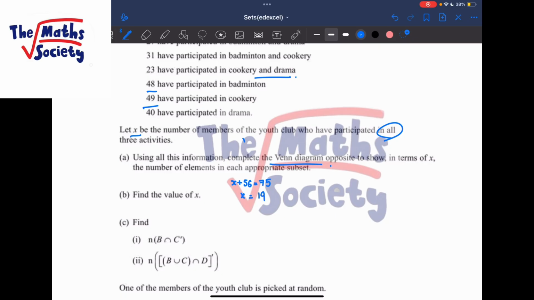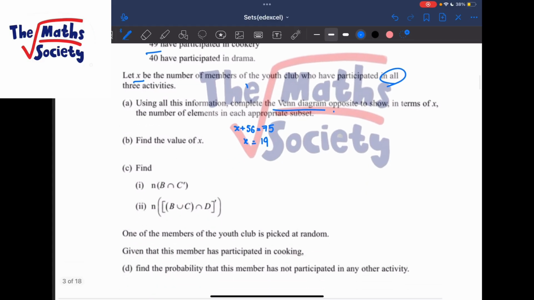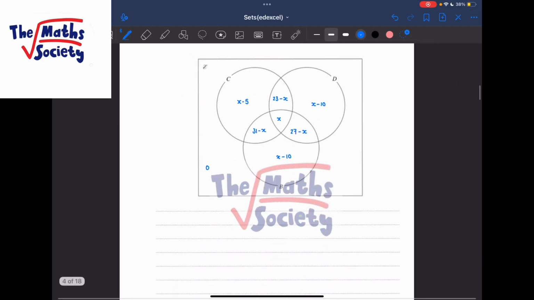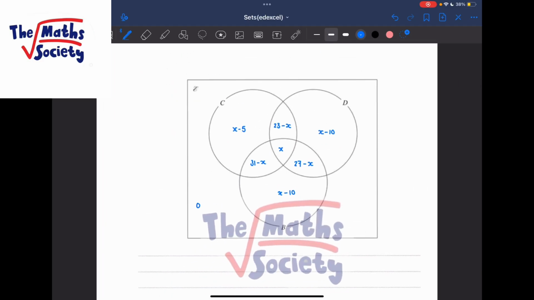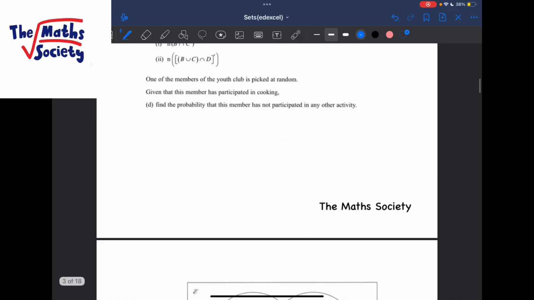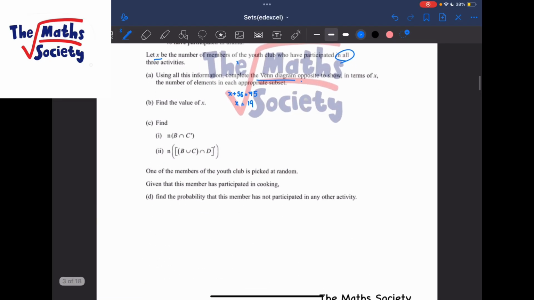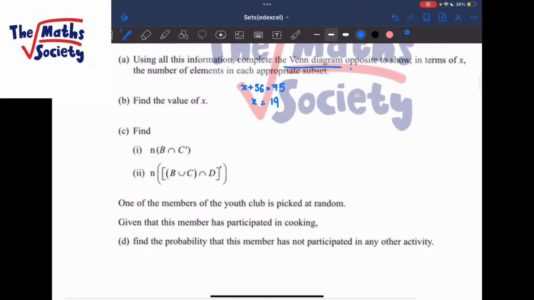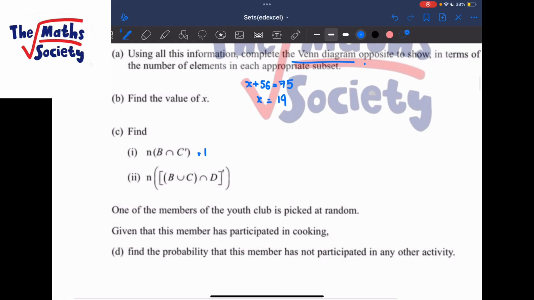And then you just say, so find the value of x, find the number of B intersect C prime. B intersect C prime. B, that's going to intersect with C, but then not the one that is in the prime. So we can calculate it with the x. So x minus 5, x minus 10. So you're going to end up with 19. So it's going to end up with 17. And this one's the same as well.